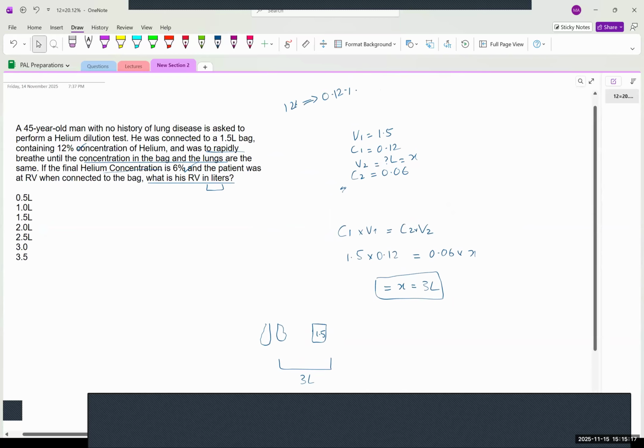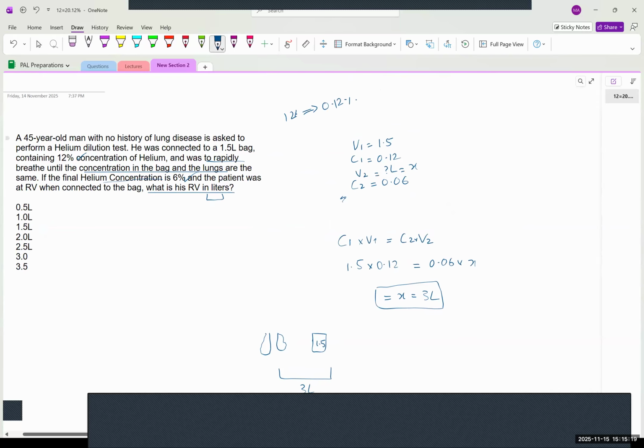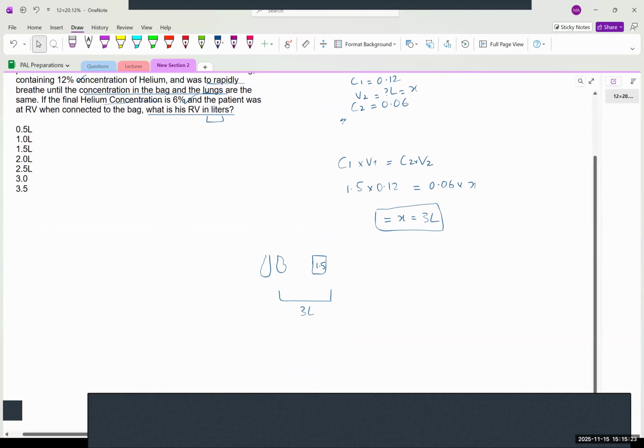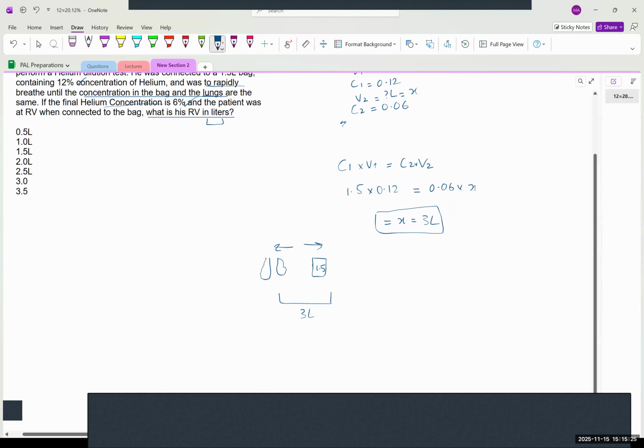Because he was breathing until there was equal volume and concentration in his lungs and in the bag, this means that the volume is equal. And therefore, the volume which we found using this formula is 3 liters. Normally in the formula in V2, they add the volume of bag plus the volume in his lungs. But since we need the volume only in his lungs, we're going to subtract 1.5 from 3, and that will give us 1.5 liters as the answer.